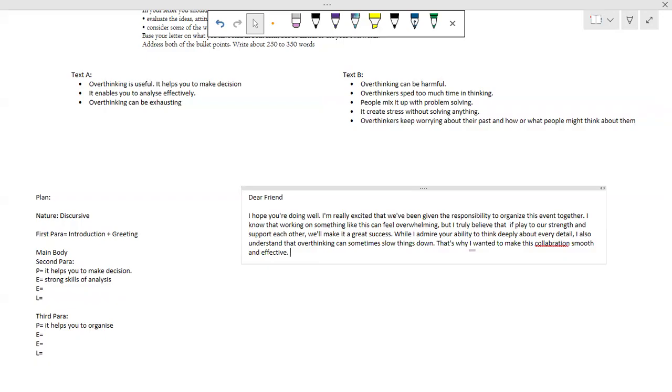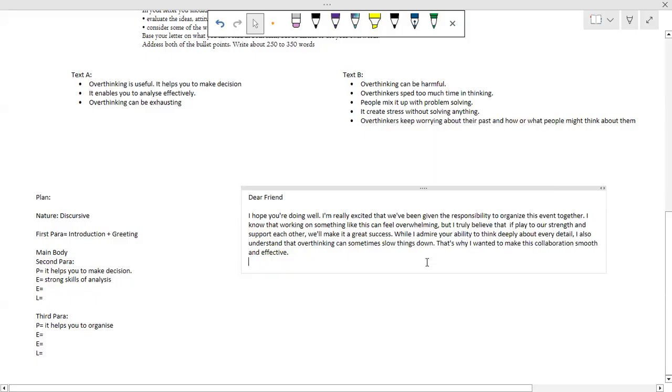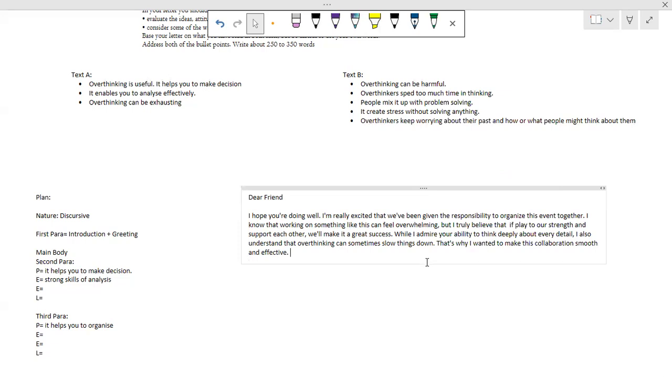Okay, so the further detail that I have added is that I have talked about his specific shortcoming of overthinking, right? So I have mentioned that while I admire your ability to think deeply about every detail, I also understand that overthinking can sometimes slow things down. That's why I wanted to make this collaboration smooth and effective. So in this way, your purpose has been introduced as well, right? Now moving on to the main point that you are going to express with the first idea, that it helps you to make decisions, right?